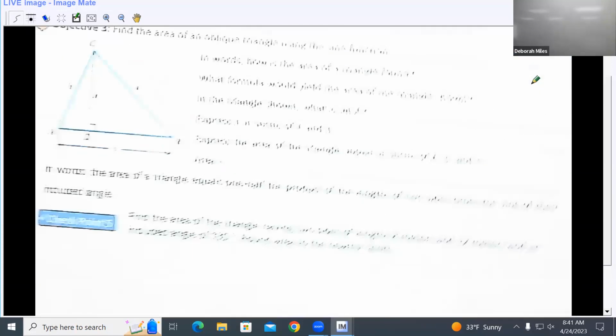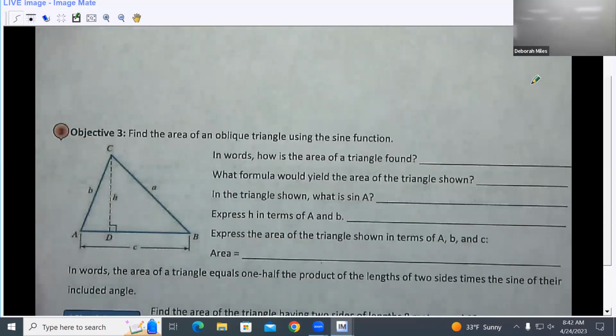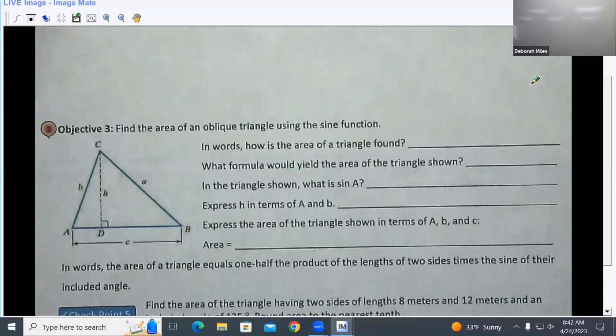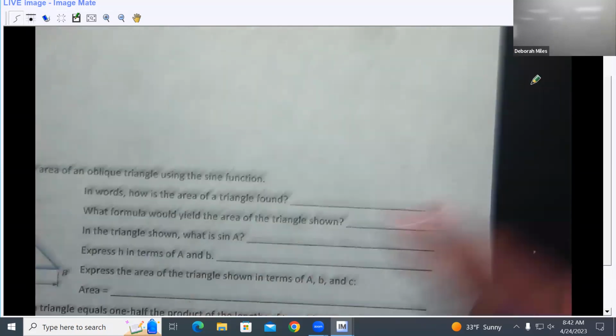All right, so objective 3. Find the area of an oblique triangle using the sine function. We know how to find the area of a triangle. Tell me in words how you would find the area of that triangle. One half base times height.